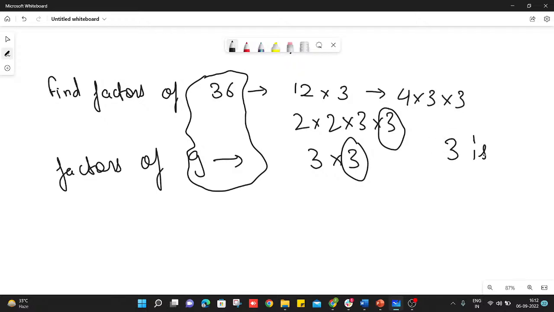So 3 is the common factor. 3 is a common factor because it is there in both of the numbers. It is present in the factors of both the numbers. So this is all about common factors. Let us discuss a few more.